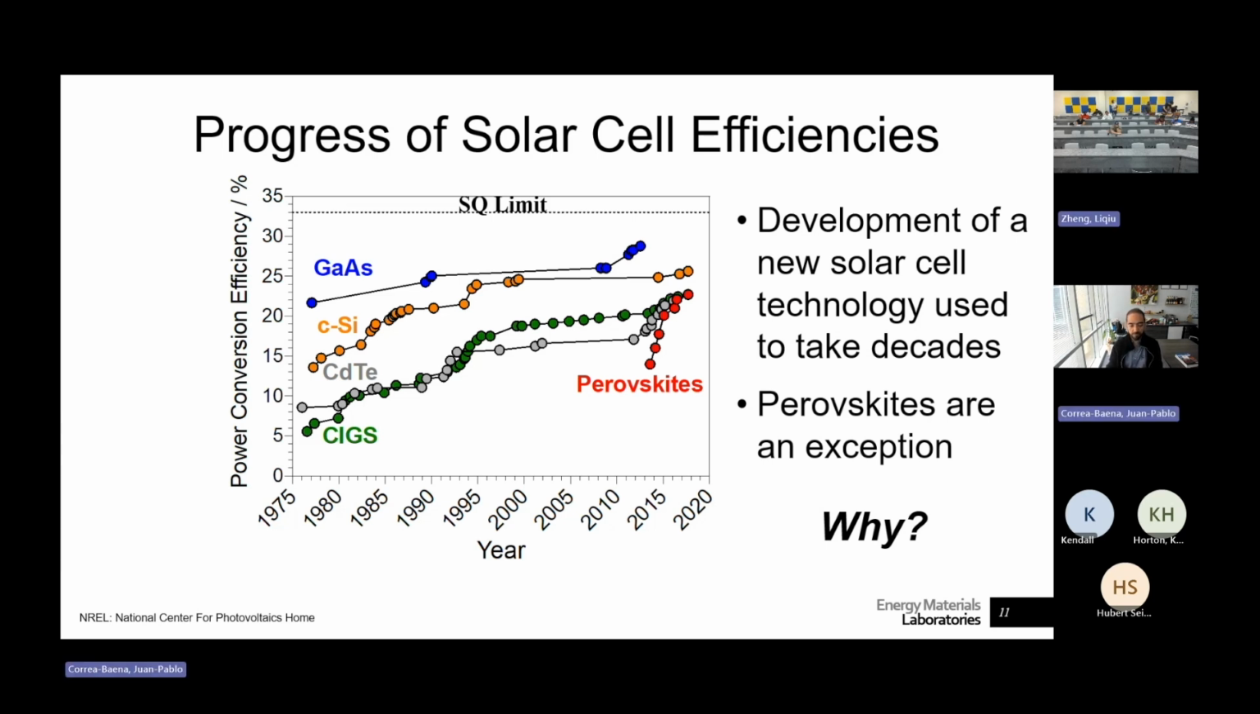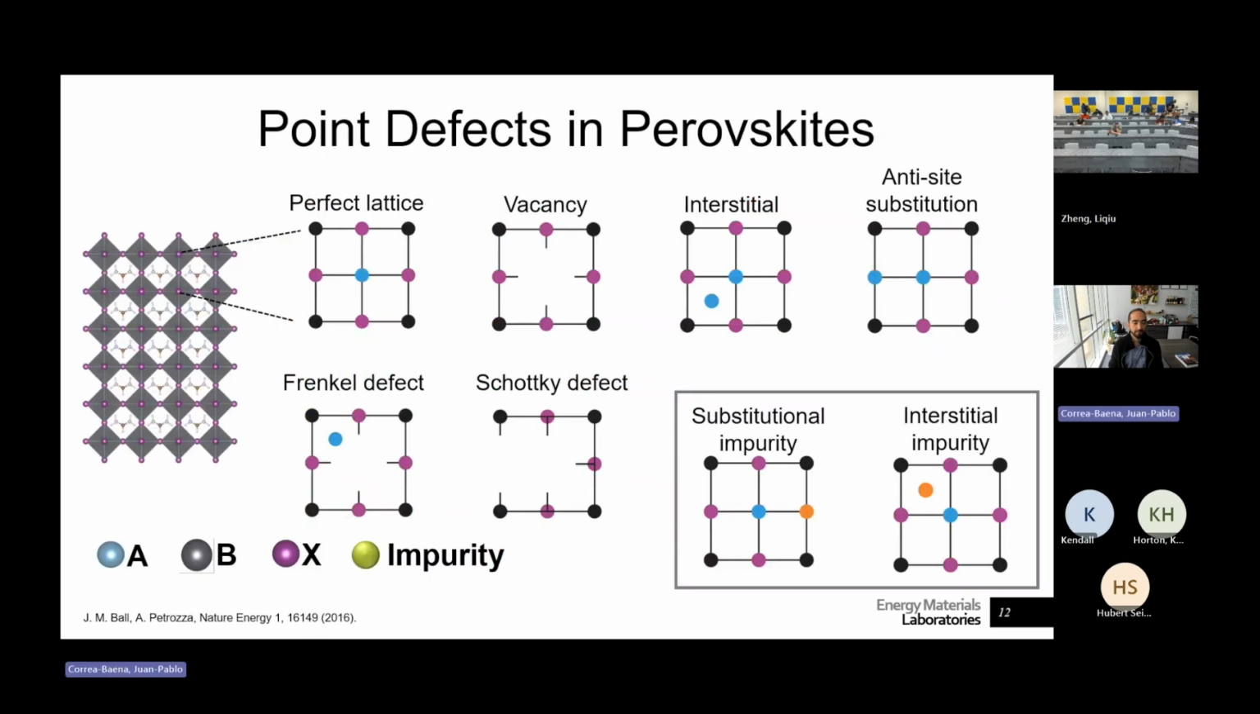So one of the things that we've been trying to answer is why. Why is it that this material has risen in efficiency so quickly compared to other technologies? And the reason why is because of point defects.